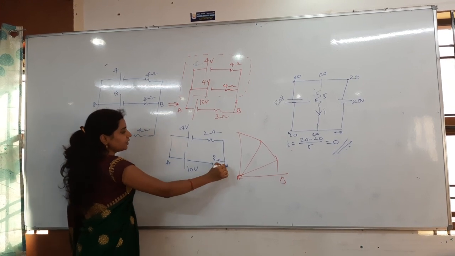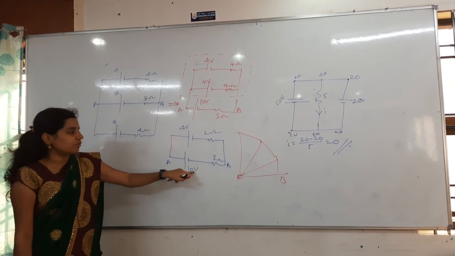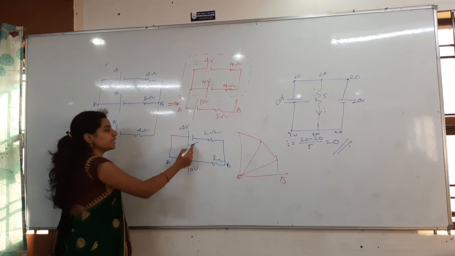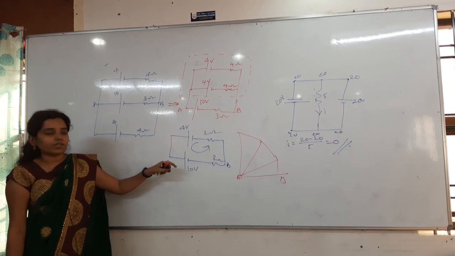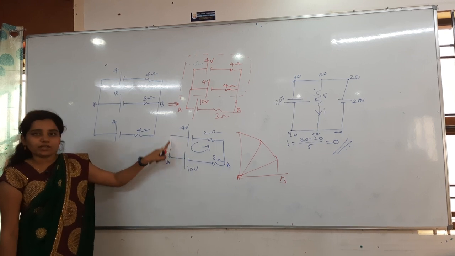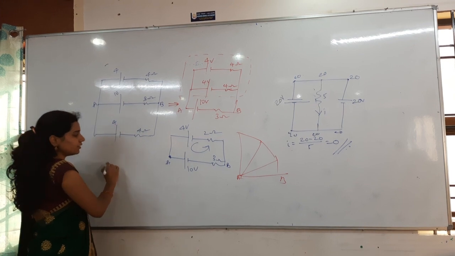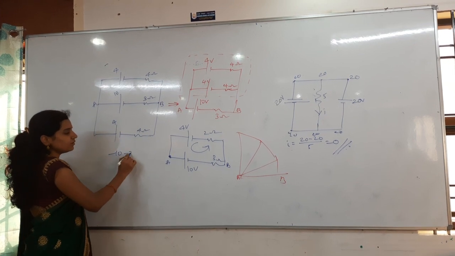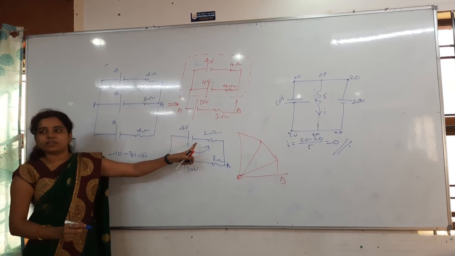This is point A and then B. Now here we have 4 volts and then 2 ohms, and then 10 volts and then 3 ohms. Now you apply the KVL. What will you get here? Let me start at this point. So let me start at A. I am starting at A. Then what will you get here? Minus 10, then minus 3I, minus 2I. What will you get then?